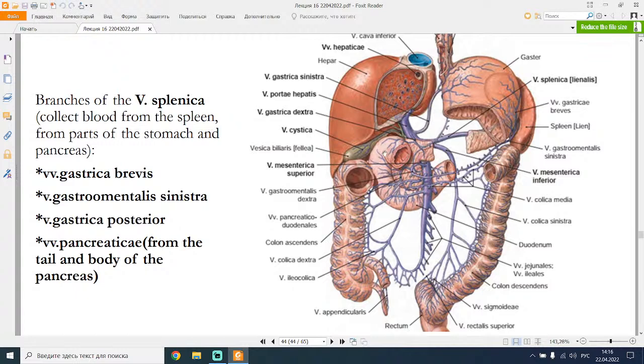Vena splenica. What do you see? Vena splenica. Branches of vena splenica drain into the vena porta. Vena splenica collects blood from the spleen, from part of the stomach and the pancreas.